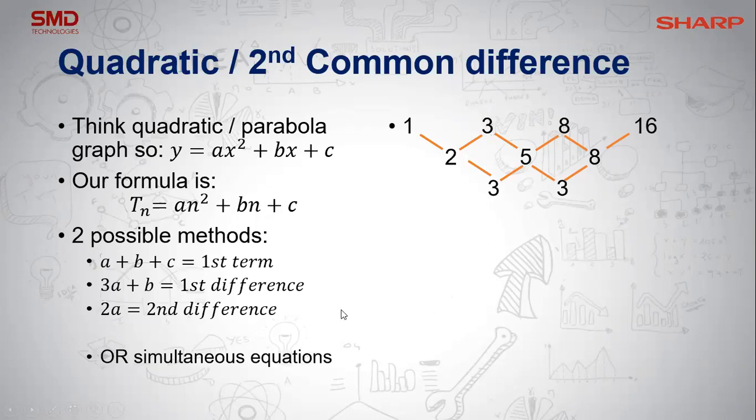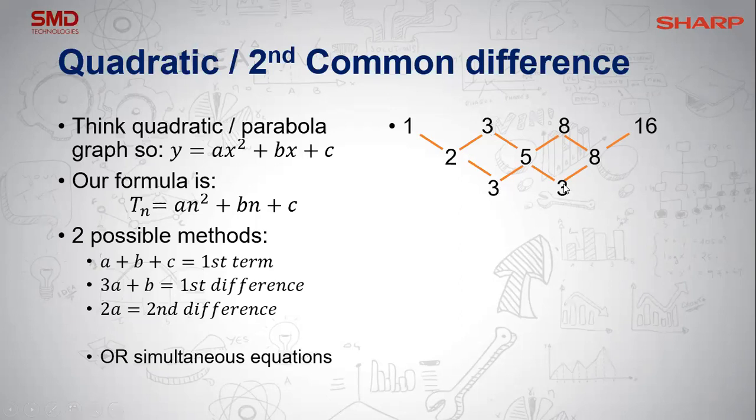Okay, so there's two possible methods. The first is this one, which I was taught at Master Maths when I was tutoring there. And that's just A plus B plus C is equal to the first term. 3A plus B is equal to your first difference, this one here. And 2A is equal to your second difference.